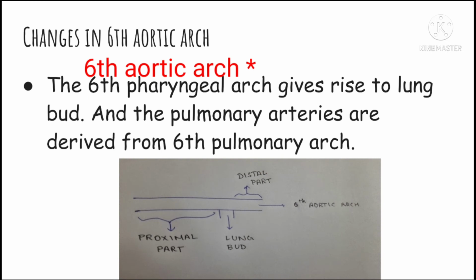Let's talk about the changes that happen in the sixth aortic arch. So the sixth aortic arch will give rise to the lung bud. As you can see in the picture below, there is a part that is proximal to the lung bud and there is a part that is distal to the lung bud. The lung bud will go to the lung, and also the pulmonary arteries are derived from the sixth aortic arch.